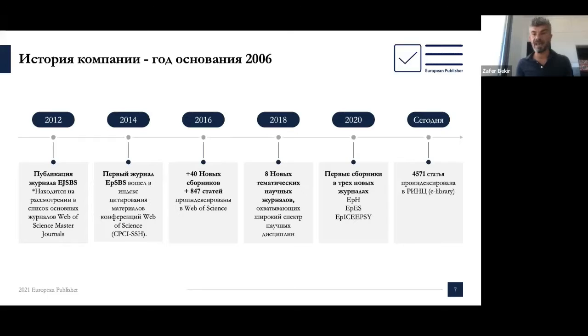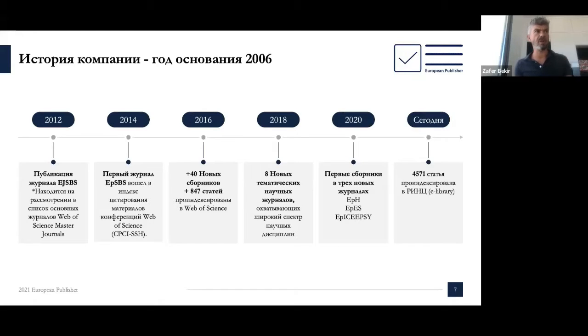In 2018, 8 new conference proceedings came out, multidisciplinary journals in a broad range of fields such as health, computer, engineering, and life sciences. And in 2020, the first volume of the 3 series was published: European Proceedings of Health, European Proceedings of Educational Sciences, and European Proceedings of International Conference on Education and Educational Psychology.